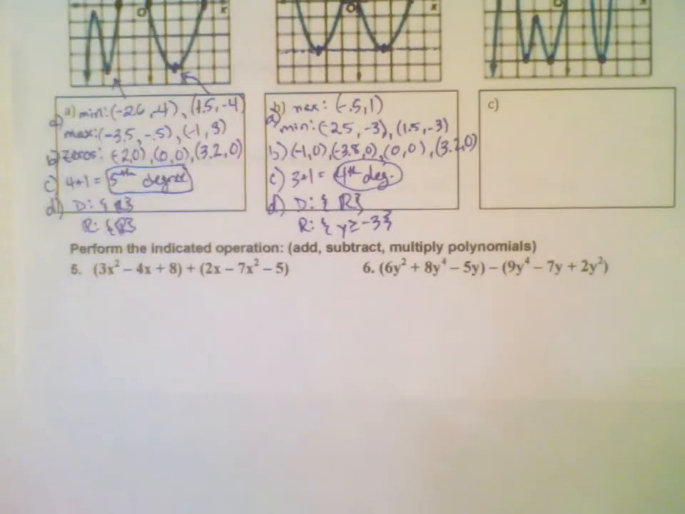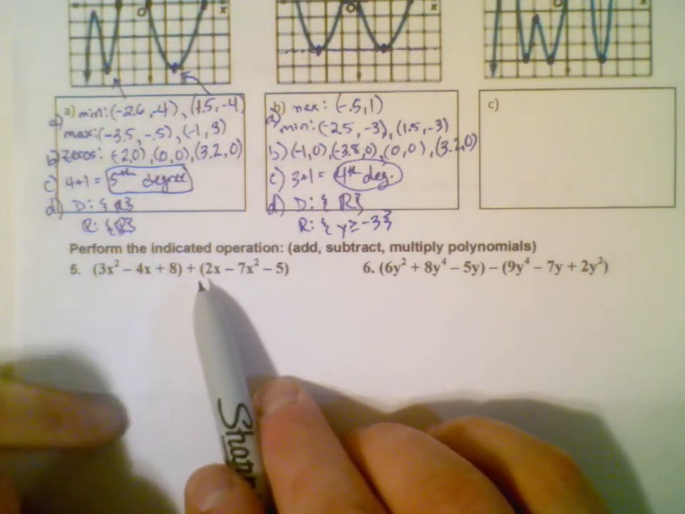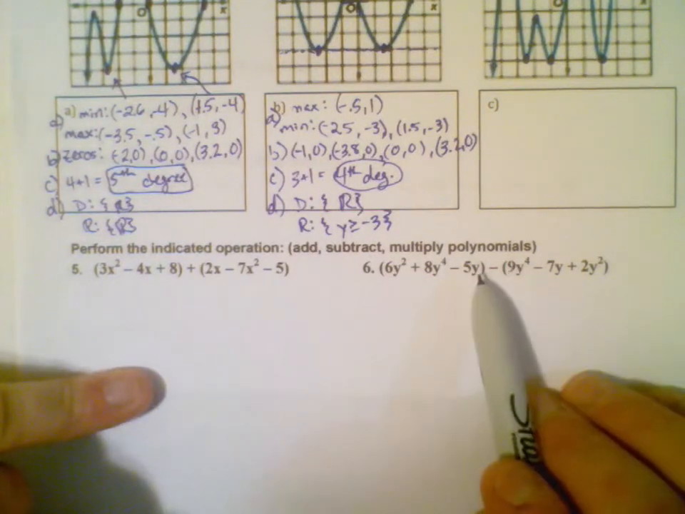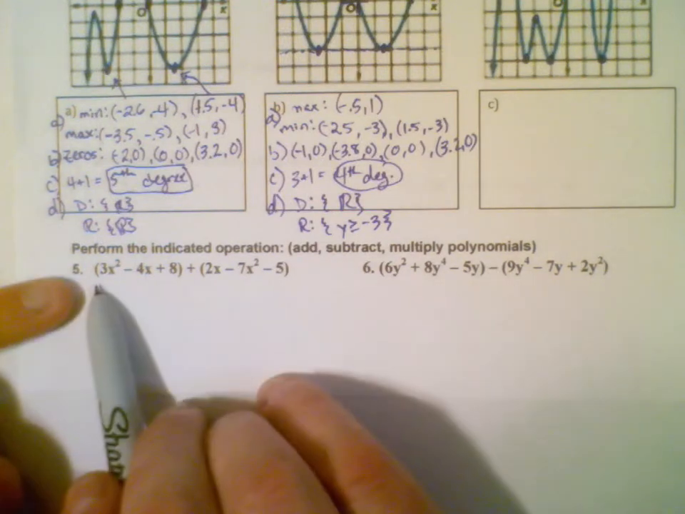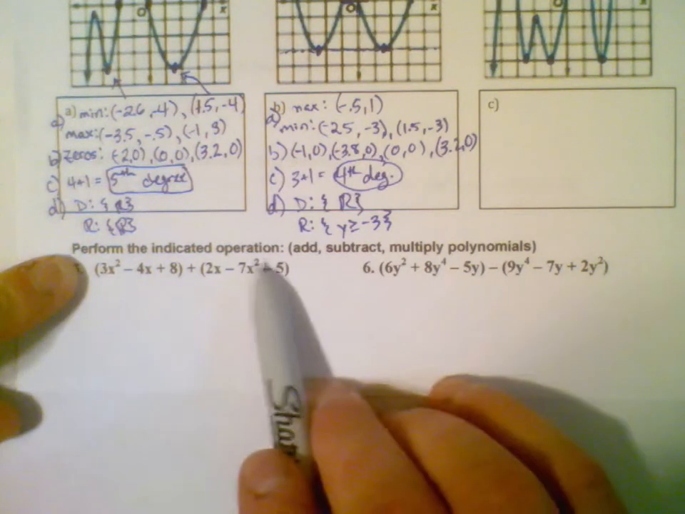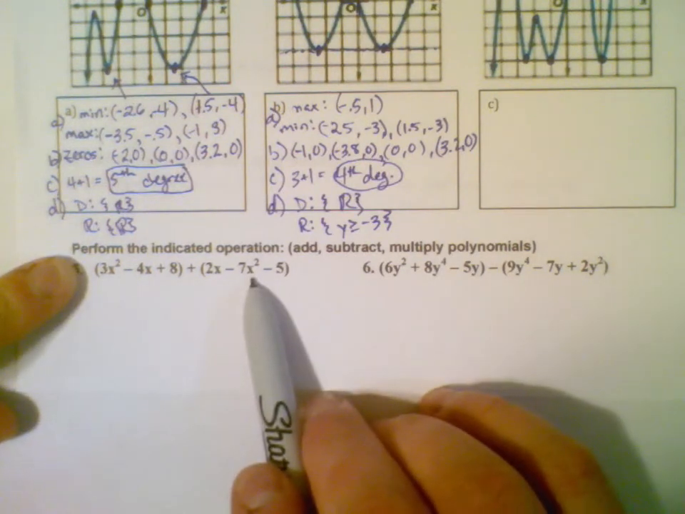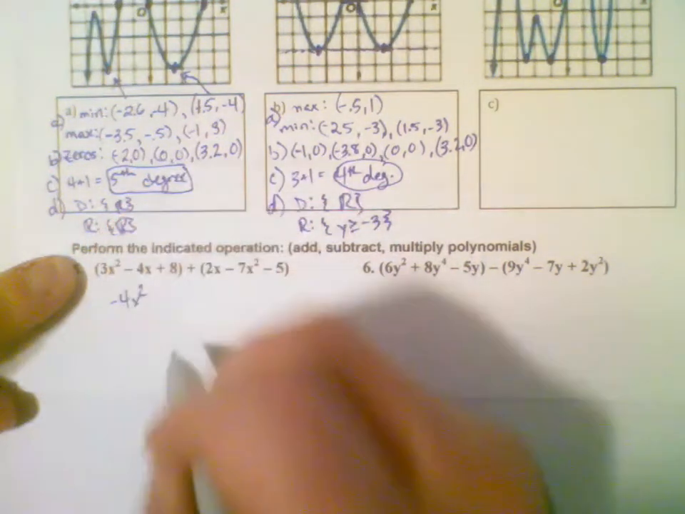perform the indicated operation, add, subtract, or multiply. So these ones down here should be really easy. This one right here might be the only one that has a little bit of a trick to it because it's a subtraction, but you should remember: distribute the negative, and then add. Alright, so here it's just add like terms. So I have a 3x squared, I'm looking for another x squared to add right there. So it's 3x squared minus 7x squared. So that's negative 4x squared.